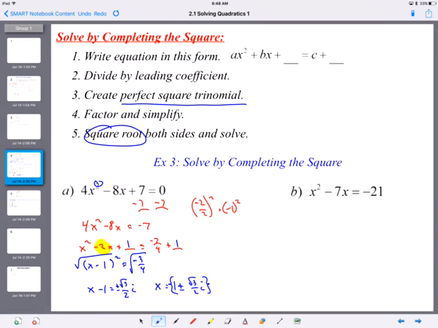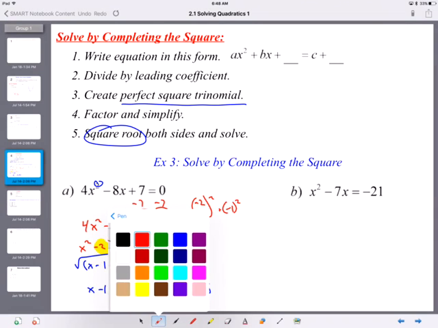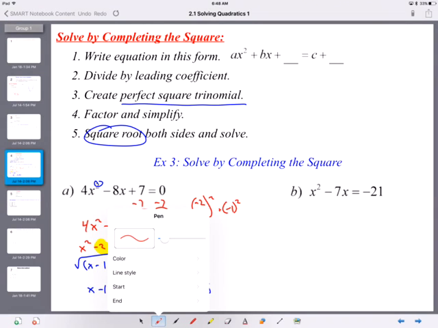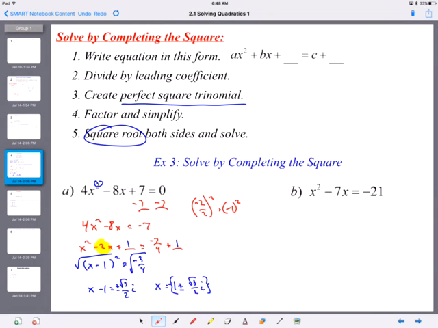Let's do one more example with this. On this next one here, it's already set up for you in terms of your c value, so you're ready to go. I am going to put my blanks in there. X squared minus 7x plus blank is equal to negative 21 plus blank. So once again, you take half your middle term, so negative 7 halves, and you square it.